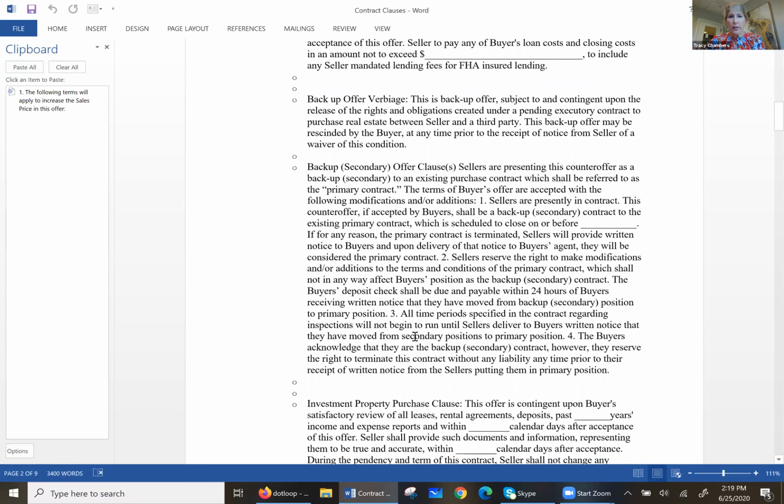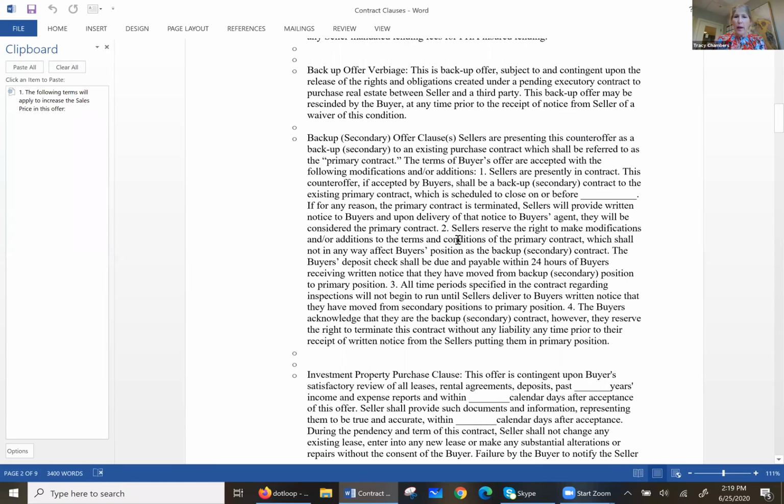This one down here is much more detailed, and it basically says that at any time the buyer can rescind and just say, hey, we don't want to be in backup position anymore. It also says the buyer has to understand that at any time the seller could say, hey, the primary fell through, you're up. It also talks about how all their timelines start once the backup contract goes into a primary position. And that too can be negotiated. If you want somebody in a backup offer to do their inspections when they go into contract, you can ask for that as a seller.